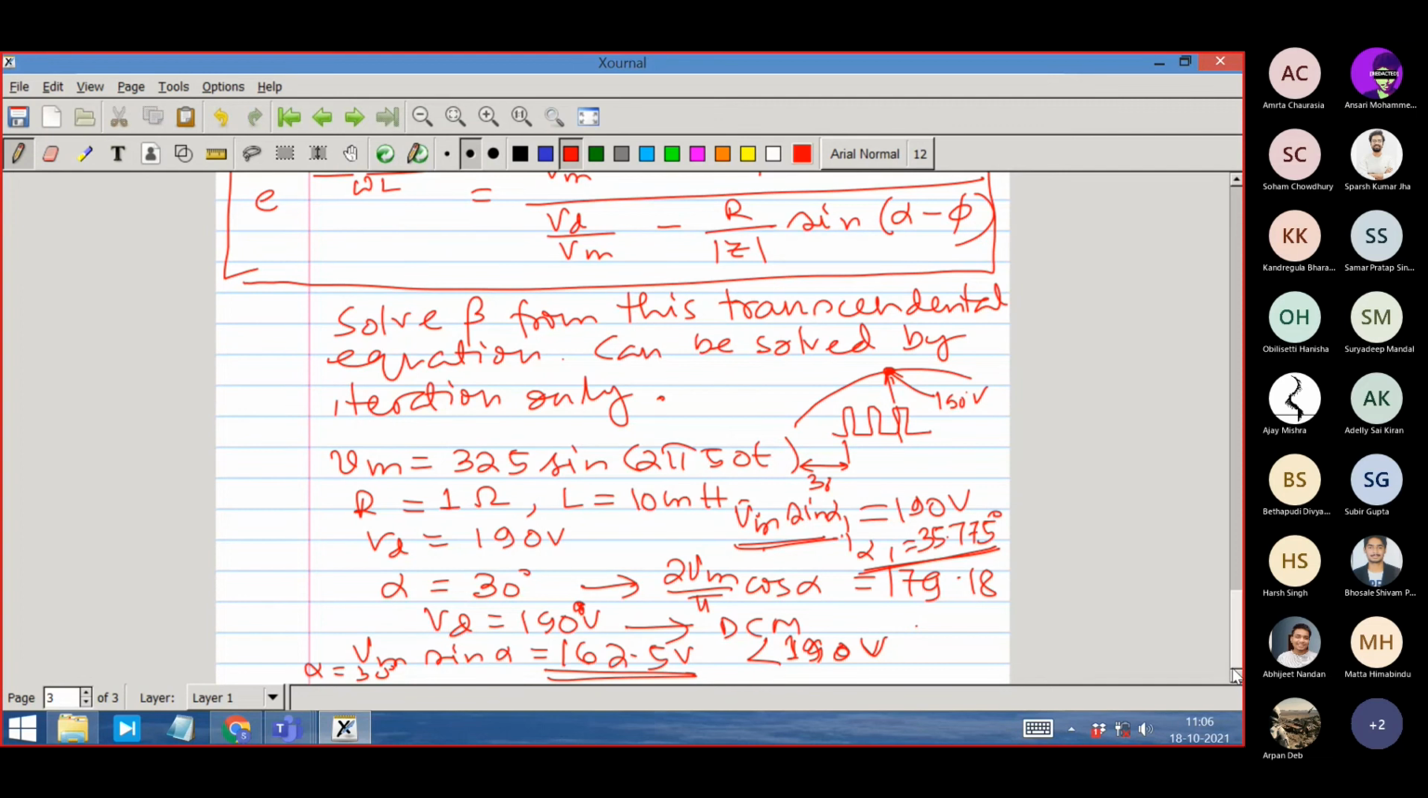A reasonable guess would be how much? See, the starting angle is 35 degrees. It will not go up to 35 plus 180 degrees. That is common sense, because 35 plus 180 degrees would mean it would be in continuous conduction mode. So it will be less than that. So choose something. Maybe you can start with 180 degrees, then see what happens. Then 190 or 200 and things like that. You have to do this a little bit.